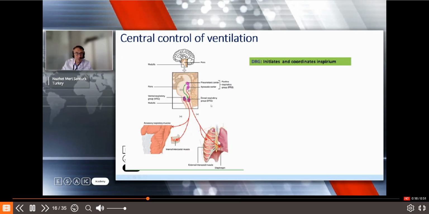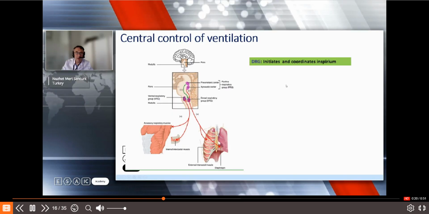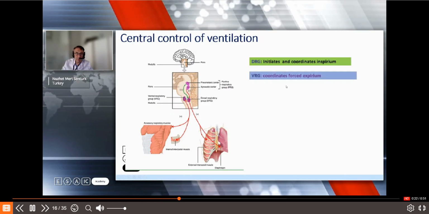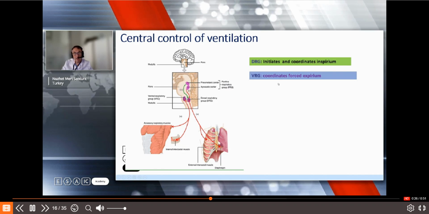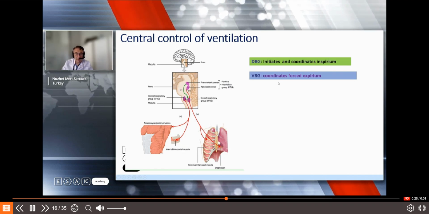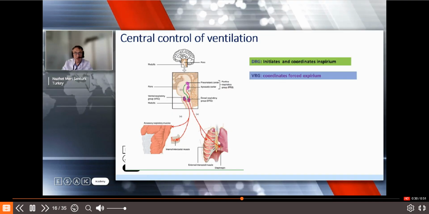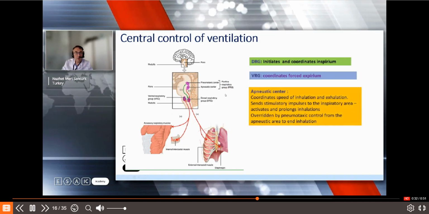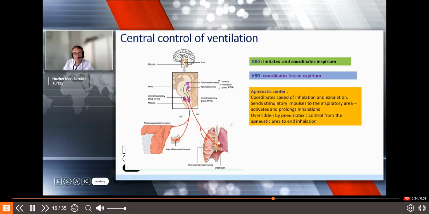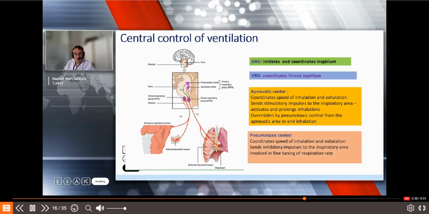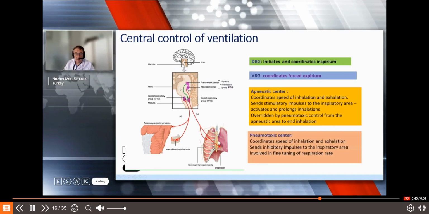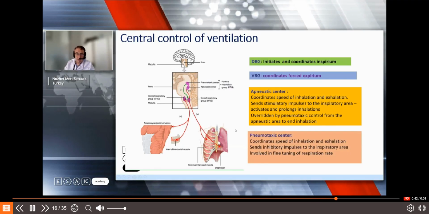The dorsal respiratory group here in the medulla initiates and coordinates the inspirium. The ventral respiratory group coordinates forced expirium, as it is only active in forced expirium. And we also have to know the apneustic center, which coordinates the speed of inhalation and exhalation, and the pneumotaxic center, which has similar duties.